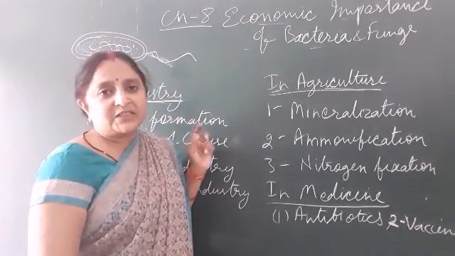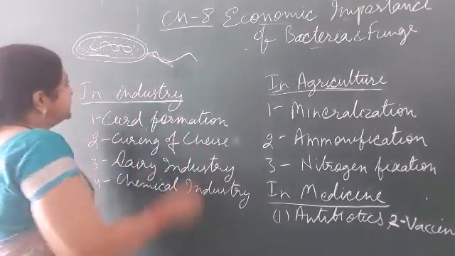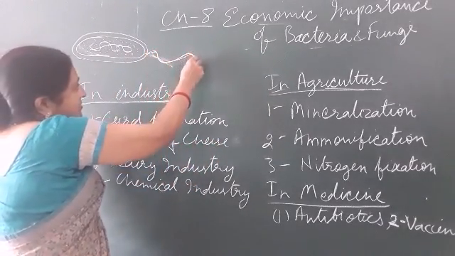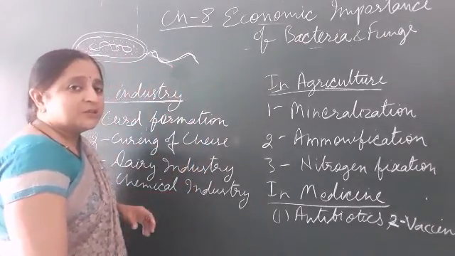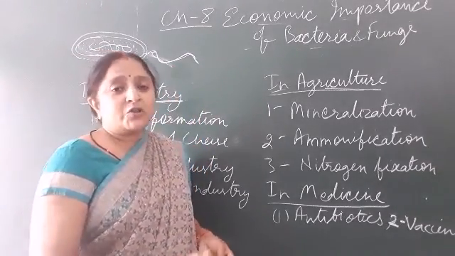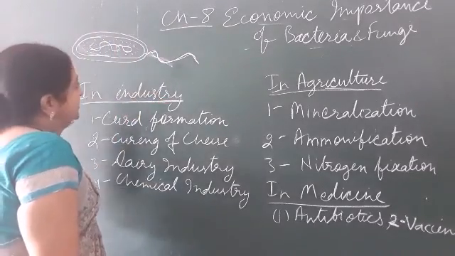These ribosomes provide protein for the bacterial cell, and this thread-like structure is called flagella. It helps the bacterial cell to move. For movement, flagella is present. This is the structure of the bacterial cell.